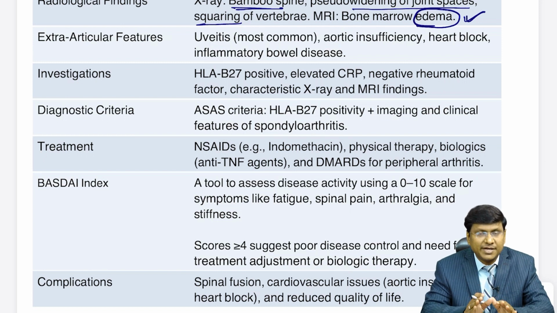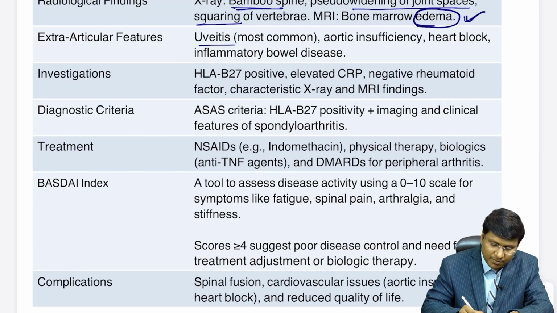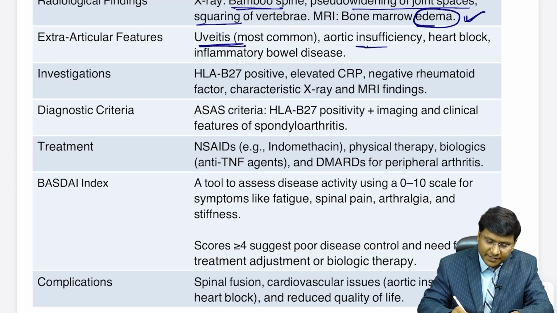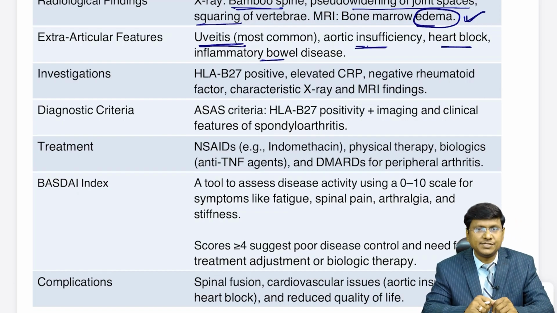And what is the most common extra-articular manifestation? The most common extra-articular manifestation will be in the form of anterior uveitis. And cardiac manifestation will be in the form of aortic insufficiency. There can be development of complete heart block. And the other important one is inflammatory bowel disease, right?